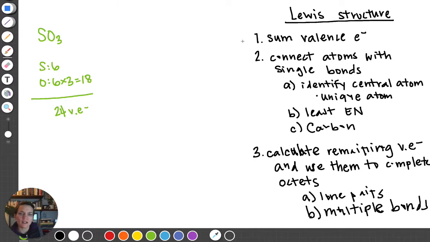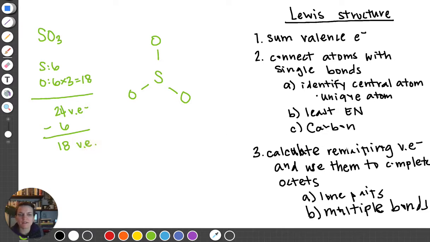So I've done number 1, I've summed my valence electrons. Now I'm going to connect my atoms with single bonds. So we have sulfur connecting to oxygen. So that's 2, 4, 6. So I have 18 valence electrons left.